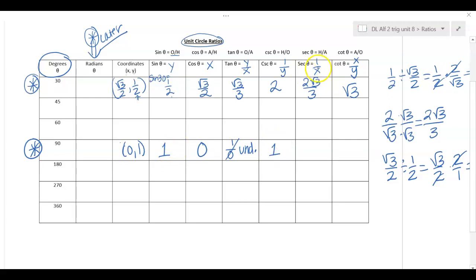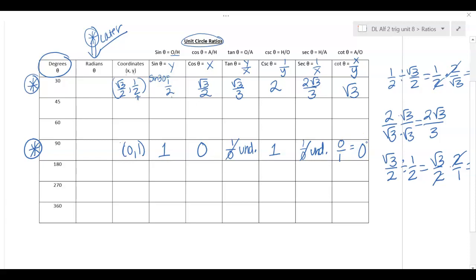The secant is the reciprocal of the cosine. So you had 0. When you flip 0 over, it would look like 1 over 0, which again is undefined. And then the cotangent is x divided by y. So x divided by y would be 0 divided by 1, which is 0.